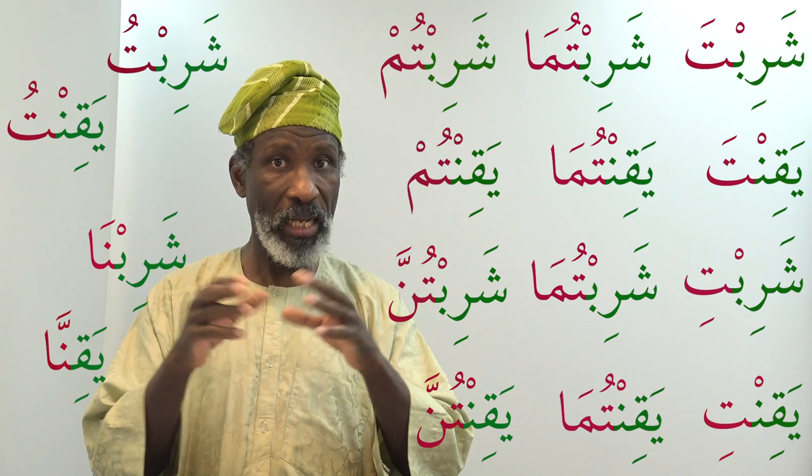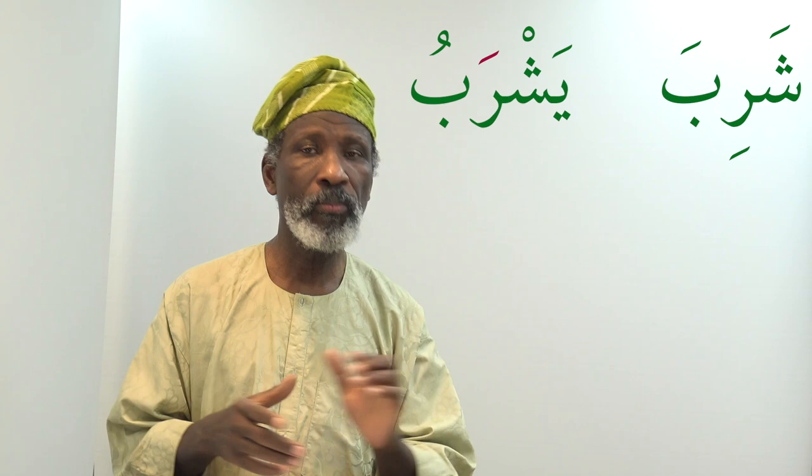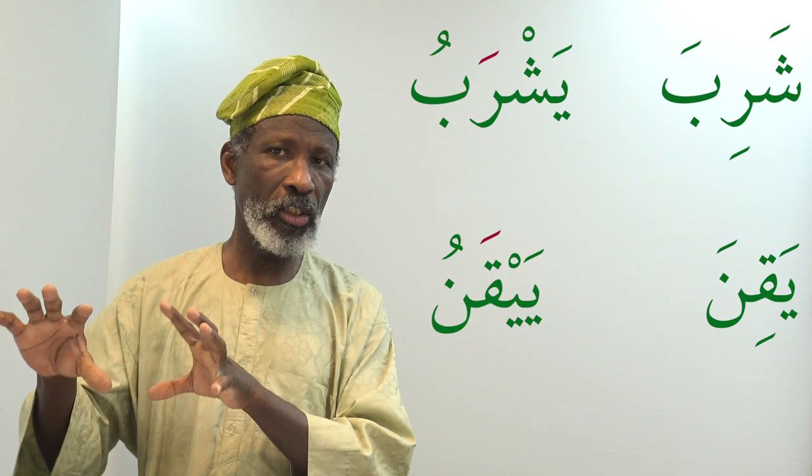Here we are. The past tense conjugation has been demonstrated for you to say, look, it is the same as your normal verb conjugation. Okay, let's now move to the present tense. We're going to use shariba. Shariba starts in present tense, yashrabu. It's a fatha on your second root letter. Shariba, yashrabu. The same, yaqina, yayqanu. So, same pattern.